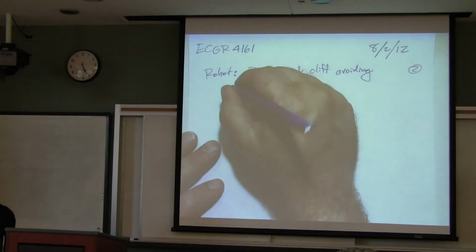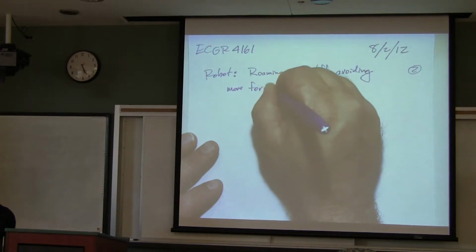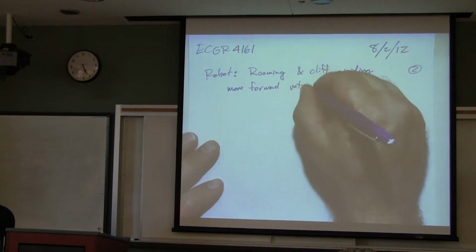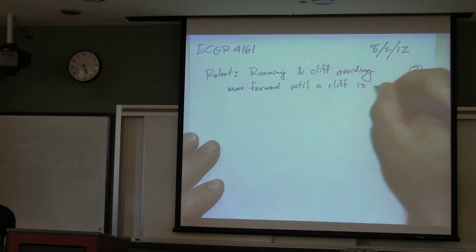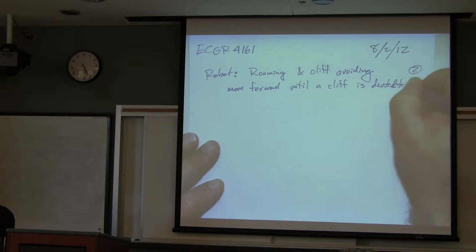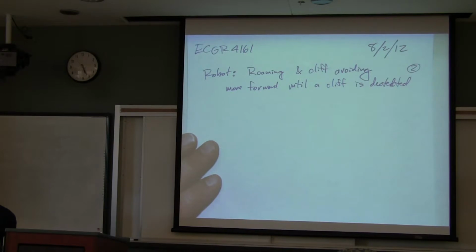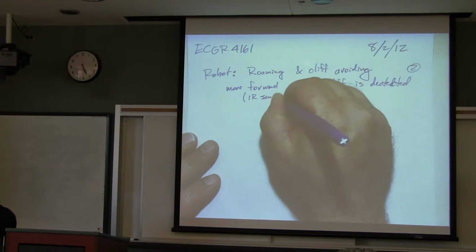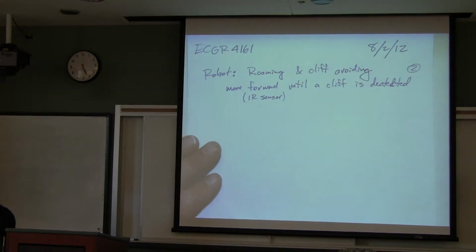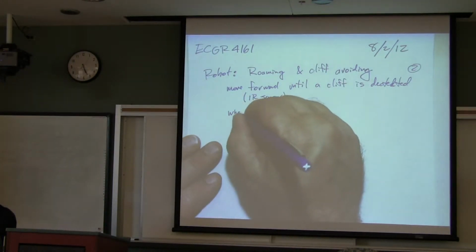So, what we will do is we will move forward until a cliff is detected. How do you know? Sensors. That's what you wrote on my test. I said exactly that. Got it. We are actually defining this now. Assumption state. I just had to, sorry. Couldn't bite my tongue.